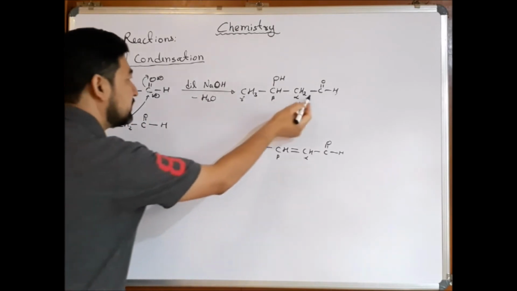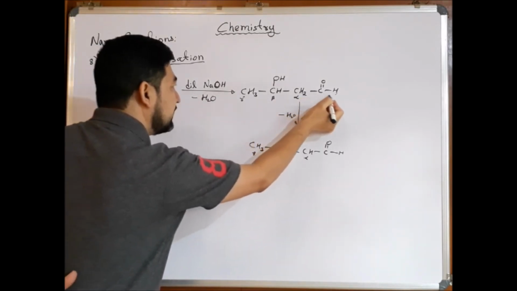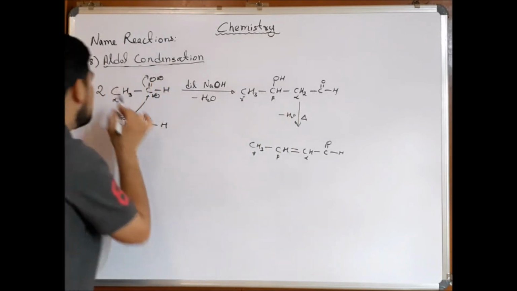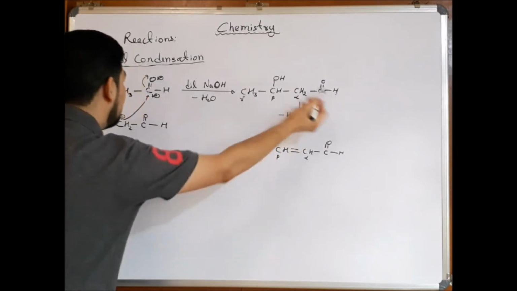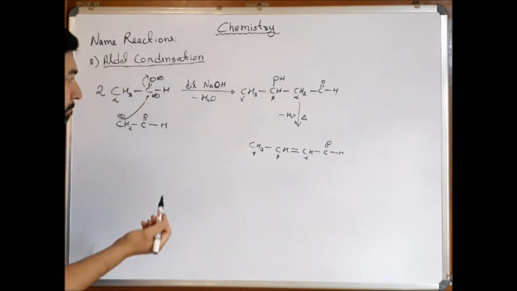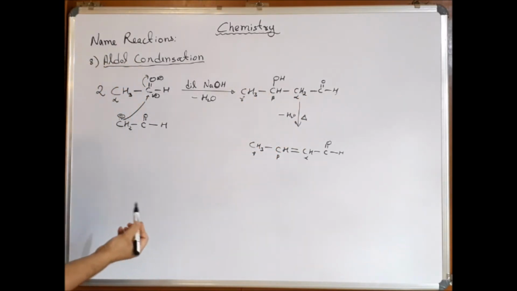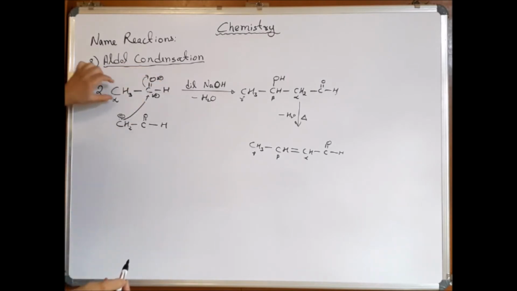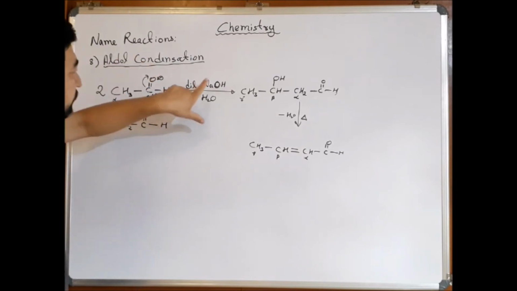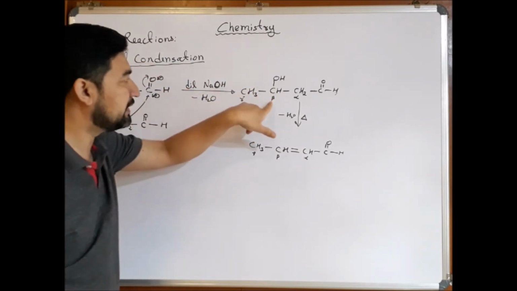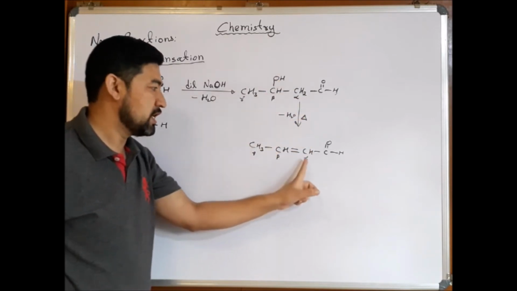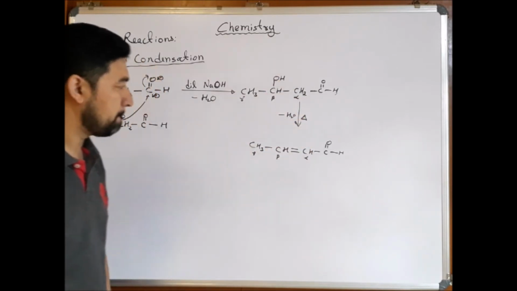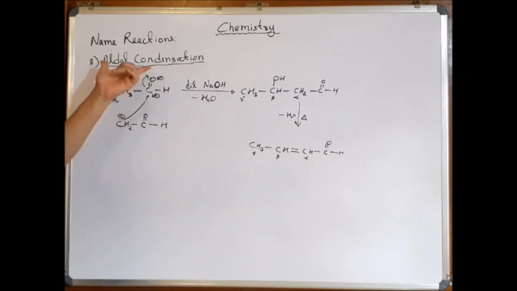This is called aldol, and it has an aldehyde group as well as an alcohol group: aldehyde, OL for alcohol. The name comes from this, aldol. So what happens here? Two molecules of aldehyde condense together to form this beta hydroxyaldehyde, which on further heating forms the alpha beta unsaturated aldehyde. This is known as aldol condensation.